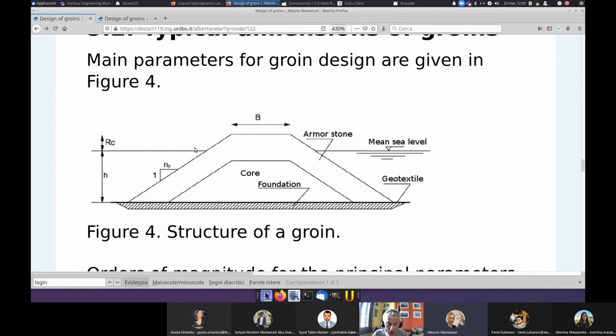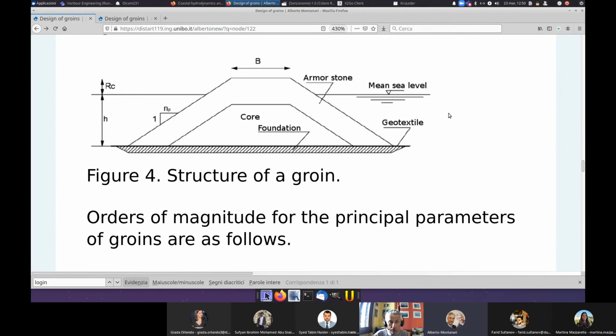Here you see the indication of some main sizes. There is the top width B here. And also you see an indication of the mean sea level with an indication of the submergence from the foot of the groin to the mean sea level, lowercase h. And you also have an indication of the height out of water of the groin, indicated here as RC.